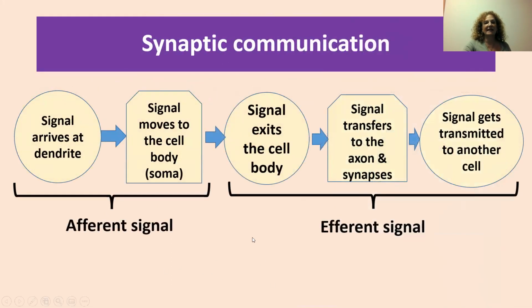So this is what I just said to you. The signal will arrive at the dendrite and pass into the cell body. That's your afferent signal. The signal will then exit the cell body, get passed on into the axon and finally the synapses. So that would be the efferent signal. It's exiting the cell body.